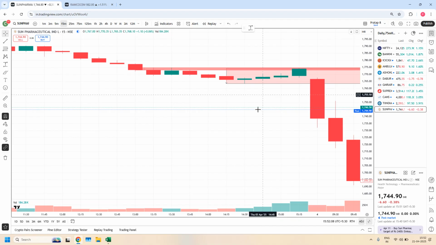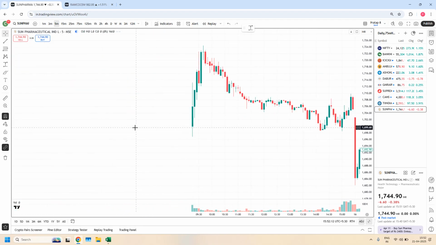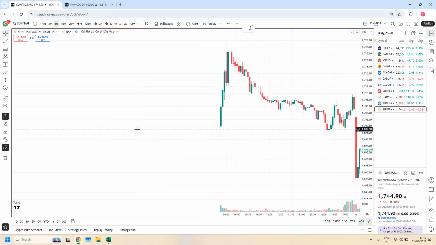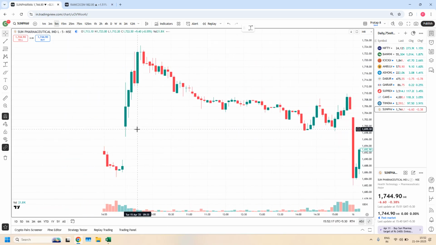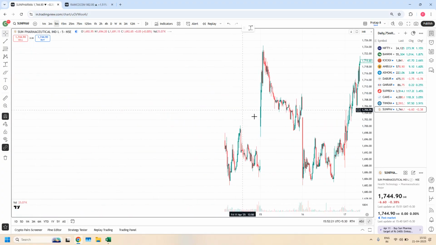Who could be responsible? That's why I went to the 5 minutes time frame. In the 5 minutes time frame, what happened? All of a sudden, TradingView is very slow.